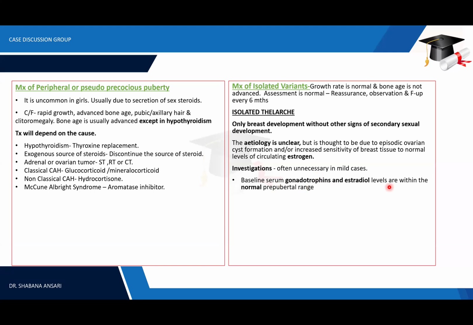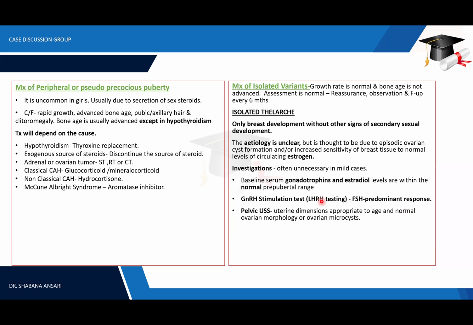Gonadotrophins and estradiol levels are usually within the normal prepubertal range. GnRH stimulation test will show FSH predominant response. And we know FSH predominant response means there will be increased estrogen and breast tissue will be more sensitive to this estrogen. Pelvic ultrasound can be done and it will just show uterine dimensions appropriate to age and normal ovarian morphology or ovarian microcysts.